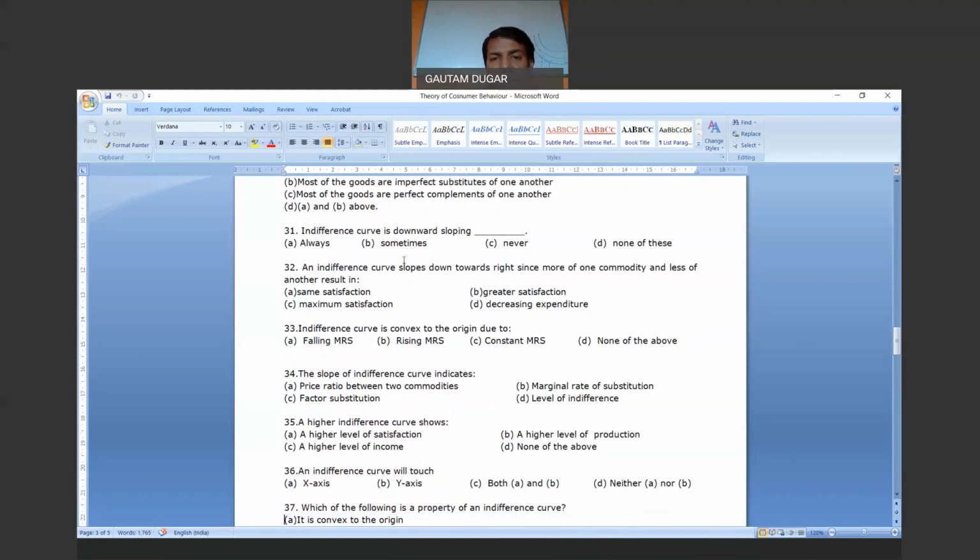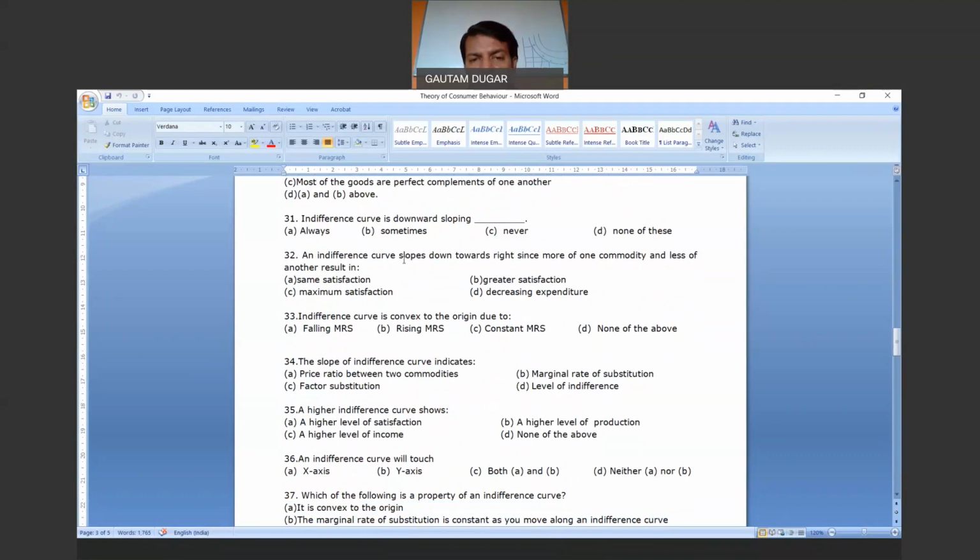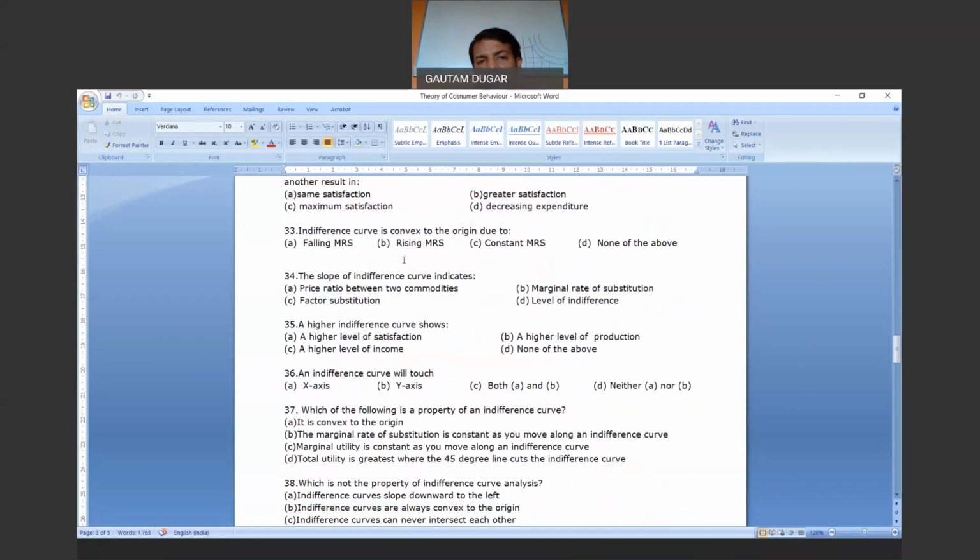33, indifference curve is convex to origin due to falling MRS. 34, the slope of indifference curve indicates marginal rate of substitution. 34 is B. Marginal rate of substitution. 35. A higher indifference curve represents a higher level of satisfaction. 35 is A.